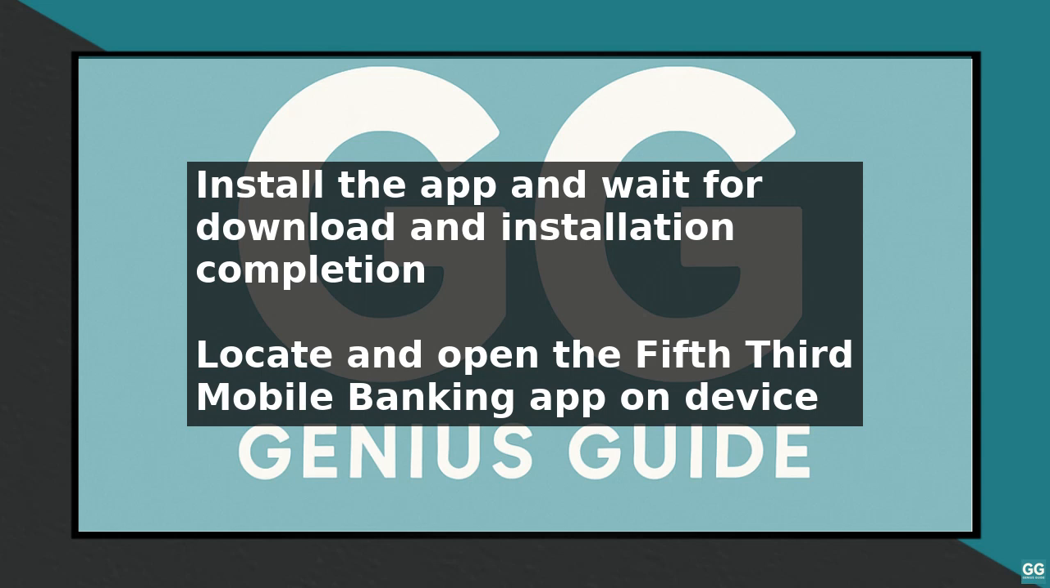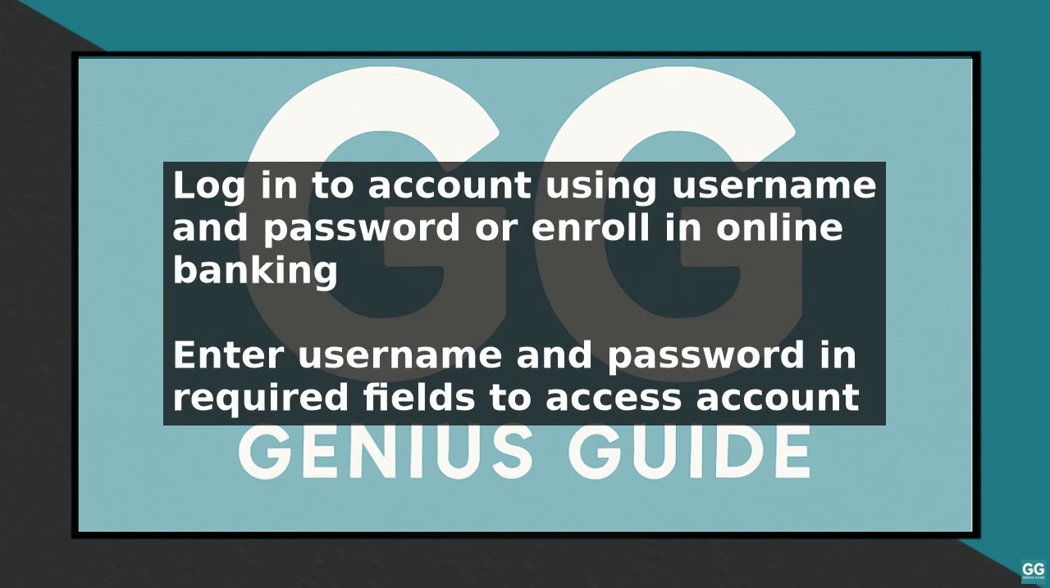After logging in, you will have access to a variety of features and services, including account balances, transaction history, and bill pay. You can also use the app to deposit checks, transfer funds, and locate Fifth Third Bank branches and ATMs. To view your account information, select the account you want to view from the account dashboard and you will be able to see your current balance, recent transactions, and other account details.